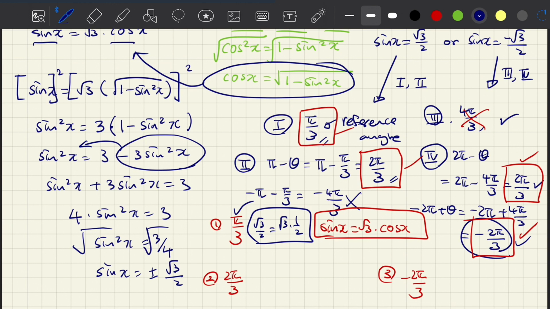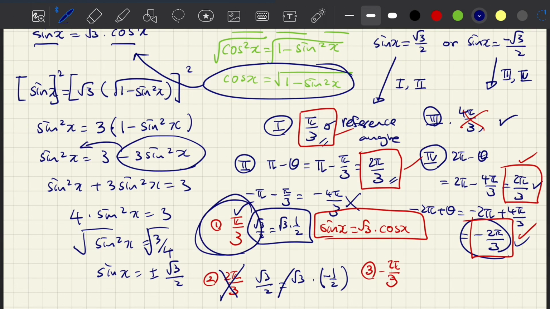Then when you think about 2 pi over 3, sine 2 pi over 3 will give us square root 3 over 2. And square root 3 times cosine 2 pi over 3 will give us negative square root 3 over 2. So they're not equal to each other. So 2 pi over 3 is not the correct answer.